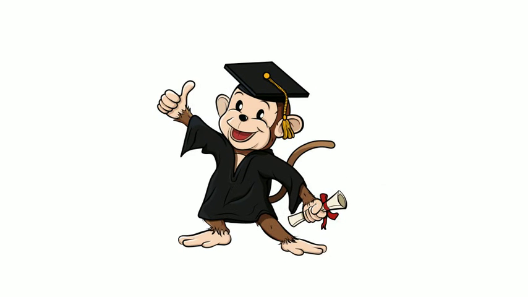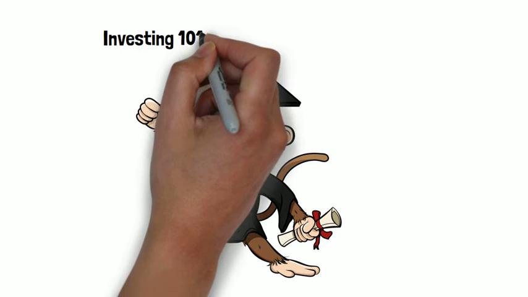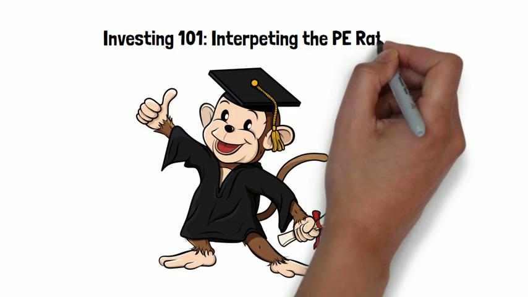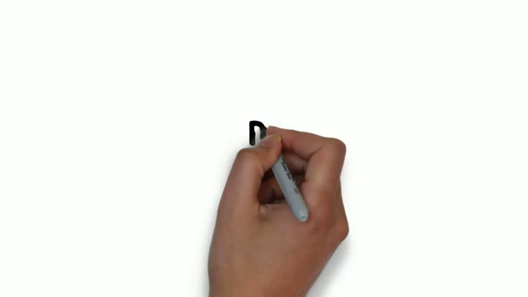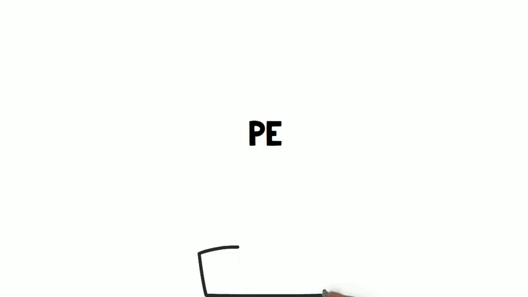Welcome back to our Investing 101 course where we teach you how to interpret key financial metrics. Today we're going to be looking at the price to earning ratio, commonly referred to as PE.